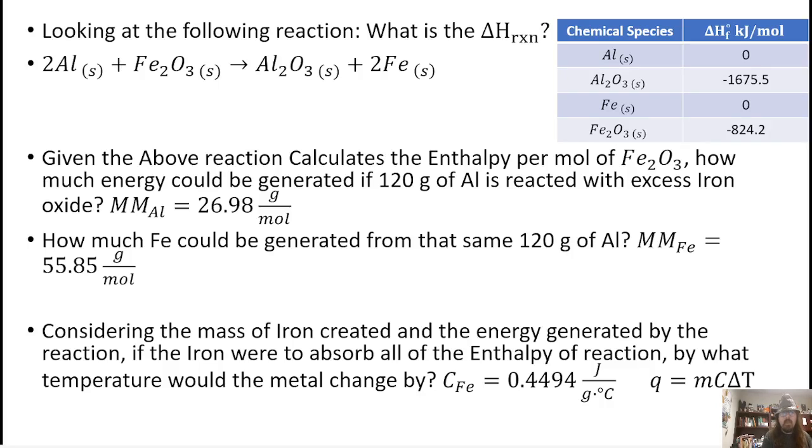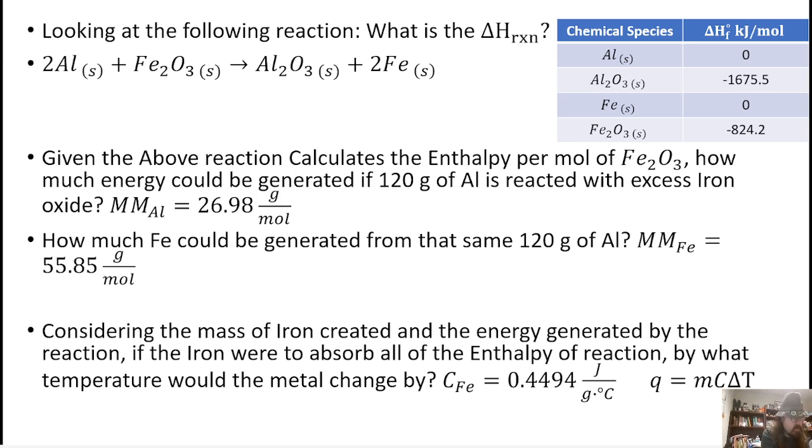Okay, folks, here is our flipped classroom for those who missed it. It's a four-part problem using the thermite reaction: 2 aluminum and iron oxide goes to aluminum oxide and 2 irons. The first question simply asks you what is the enthalpy of this reaction.